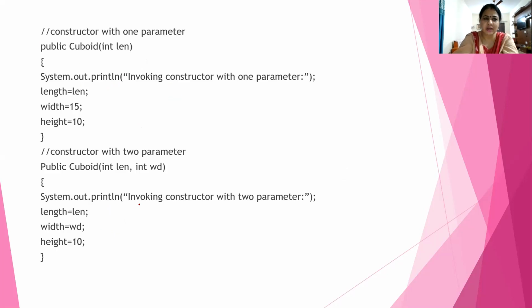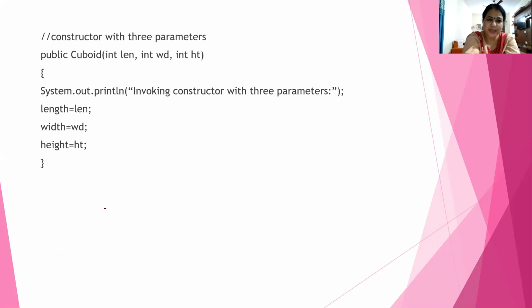Now the next constructor has one parameter, len. So len will be transferred to the length, and the rest are directly initialized, 15 and 10. Now the constructor with two parameters, len and width, we have to give, so these two will be transferred to the length and width, and height is initialized directly inside the constructor. The third one will have three parameters: length, width and height.